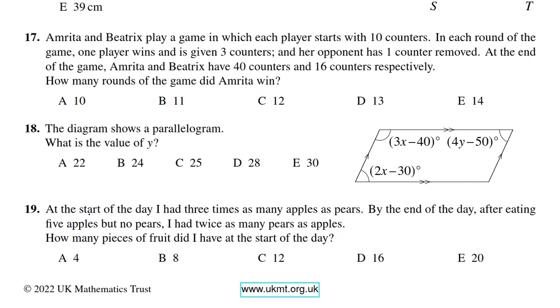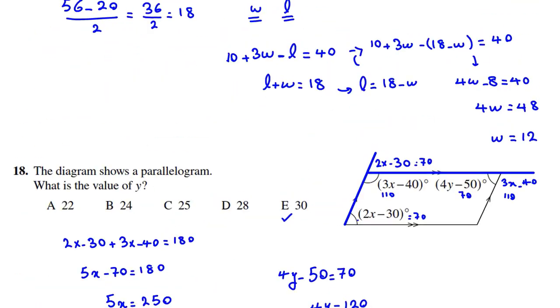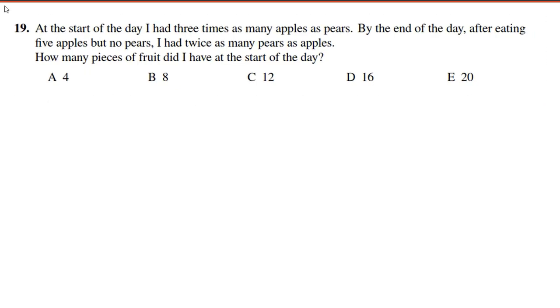Problem number 19. At the start of the day, I had 3 times as many apples as purses. Okay, so let's paste it in a new page. It says I had 3 times as many apples as purses. So for example, here we had 3k apples and k purses because it is 3 times that. By the end of the day, after eating 5 apples, it will be 3k minus 5.